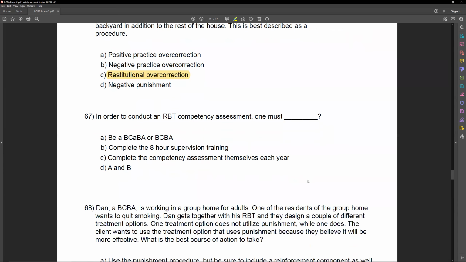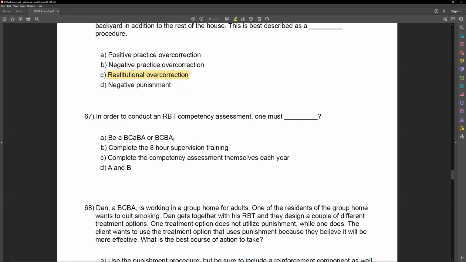In order to conduct an RBT competency assessment, one must what? You need to understand your responsibilities as a BCBA, and one of your responsibilities, if you work with RBTs, will be to do competency assessments. So if you want to conduct an RBT competency assessment, you must what? A, be a BCaBA or BCBA. Absolutely, right? RBTs cannot conduct these themselves. You must be a BCaBA or a BCBA. So A is the right answer, right?